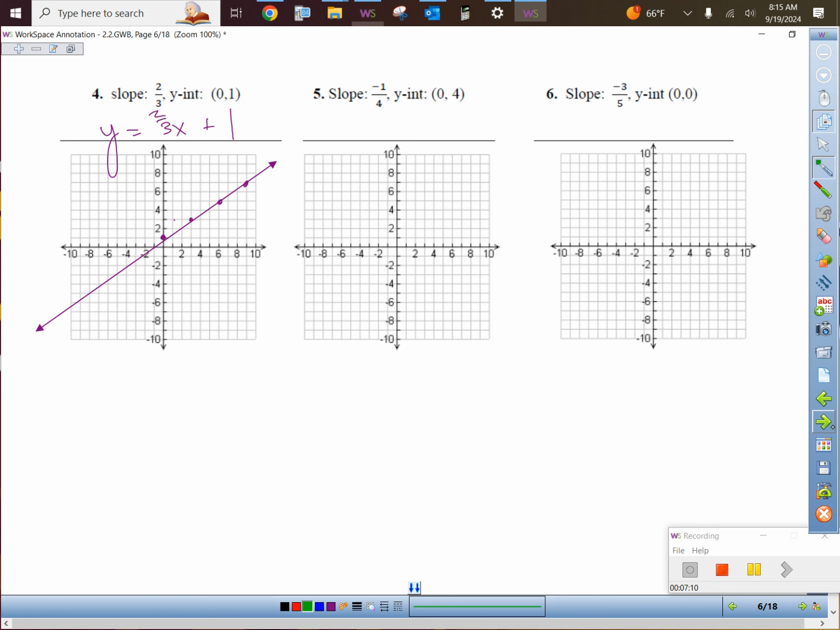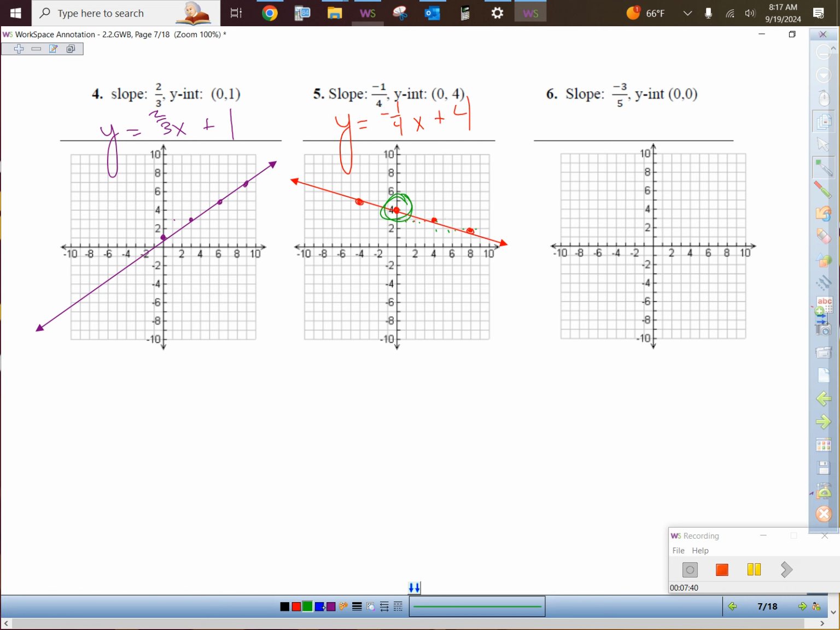So pause the video, try number 5 on your own. So here's what I got, right? I got my y-intercept of 4. I went down 1 to the right 4. This is how I want you to do it on paper, right? But on the computer, it's a little different. You will only graph 2 points to connect the line together. So you start with the y-intercept, and then you rise and run and plot another point, and boom, the line will show up. So you only need 2 points on the computer to do it. When we do it on paper, I would like 4.